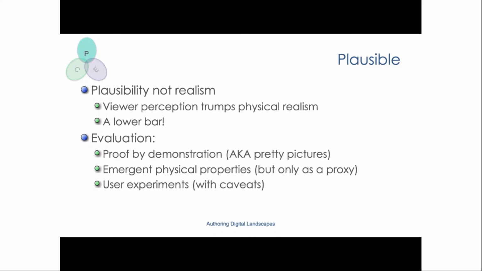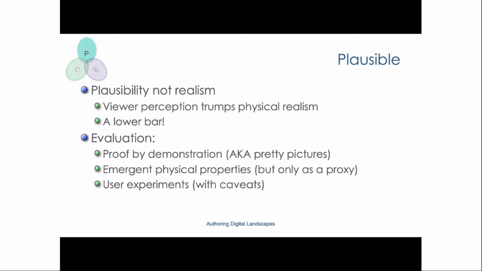You can look at emergent physical properties as a form of validation. So, for example, if we're looking at a terrain, look to see if there are no endorheic basins. That has to do with the fact that water runs off and doesn't necessarily pool in certain areas of the environment, or at least not extensively. There are often channels that flow out and off the edge of an environment in order for it to be realistic. So we can look at those kinds of emergent physical properties as a proxy for plausibility.